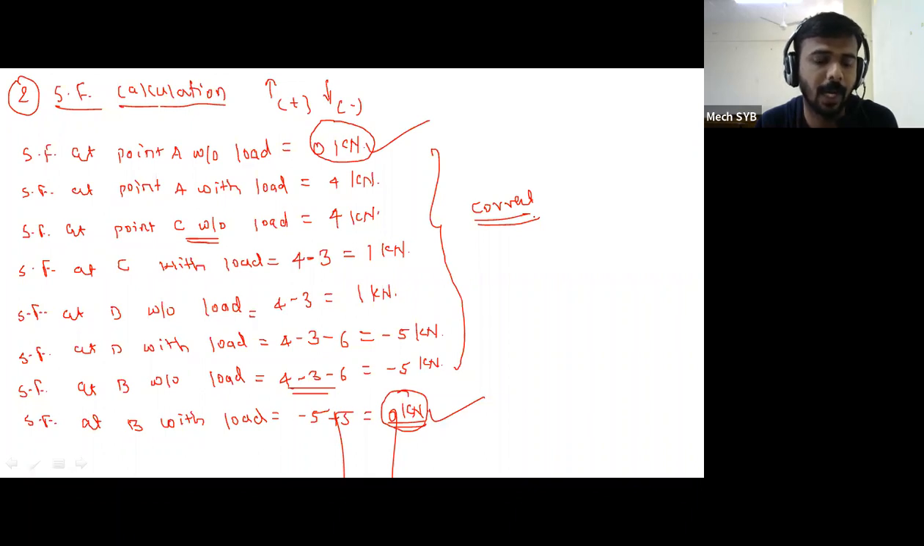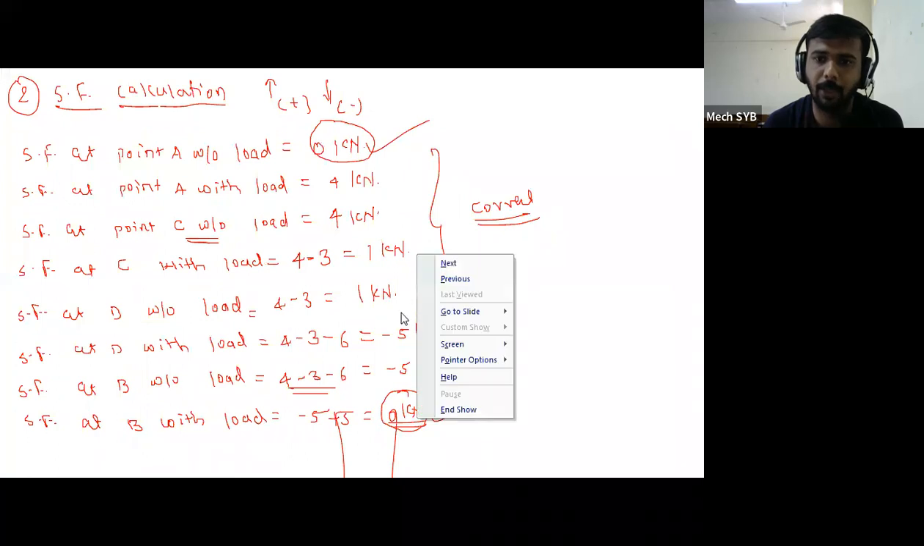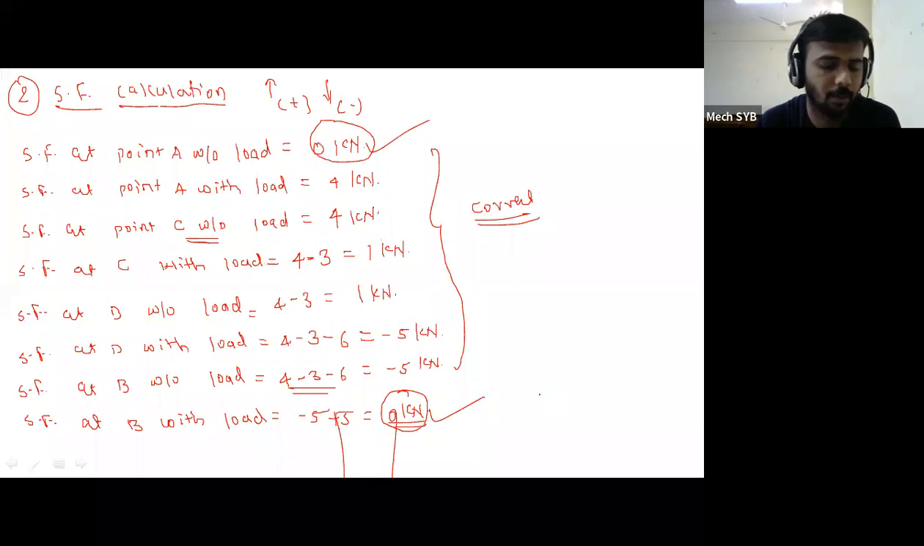During SF calculation, also take without load and with load condition at reaction points also.